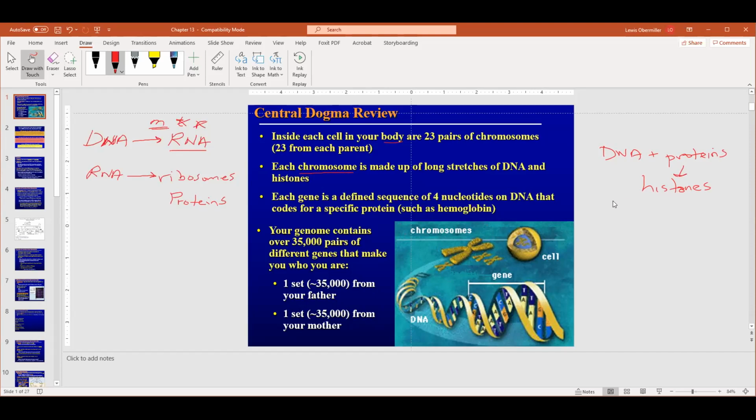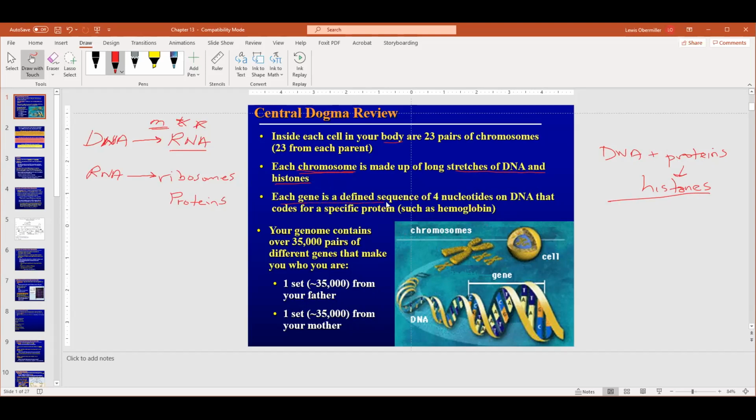They're kind of like the kite spools we talked about. The DNA gets wrapped around, and that's what allows us to package almost 8 feet of DNA inside the nucleus of a cell you can't even see with your naked eye. So we call the DNA and proteins chromatin, and long stretches of that are called chromosomes. So long stretches of DNA plus histones, the kite spools.